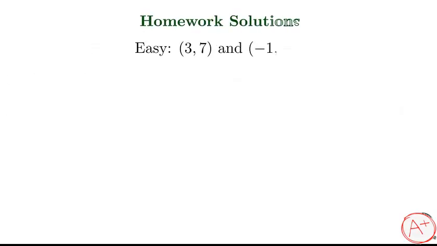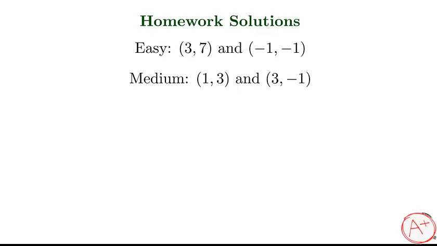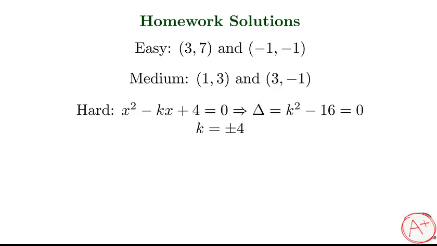For the easy question, equating the expressions gives x squared minus 2x minus 3 equals 0, leading to the points (3, 7) and (-1, -1). The medium solution was already covered in our exam question. The points are (1, 3) and (3, -1).